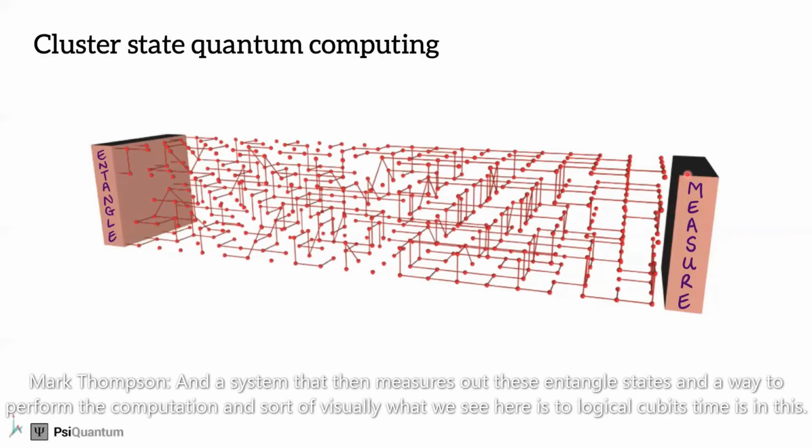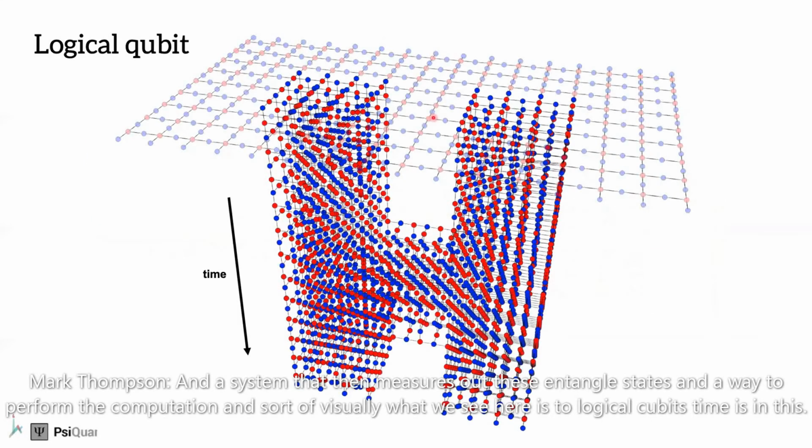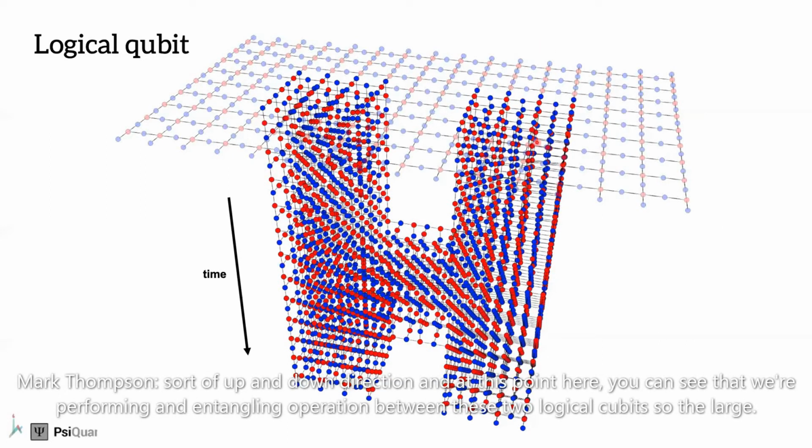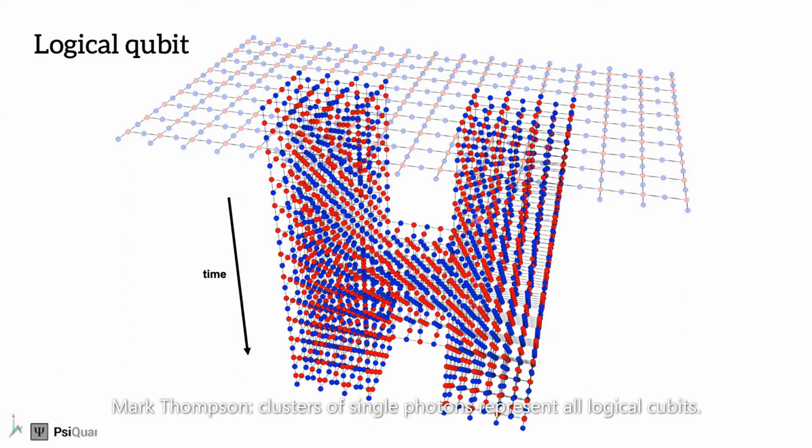And sort of visually, what we see here is 2 logical qubits. Time is in this sort of up and down direction, and at this point here, you can see that we're performing an entangling operation between these two logical qubits. So these large clusters of single photons represent our logical qubits.